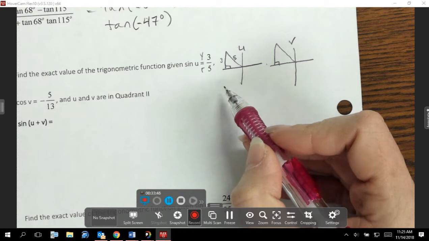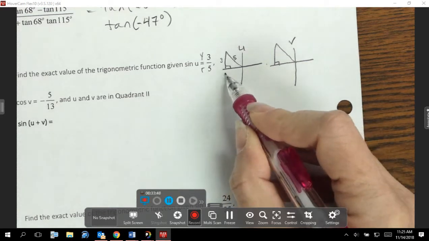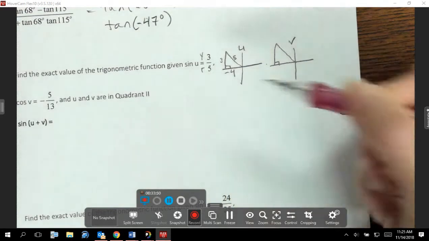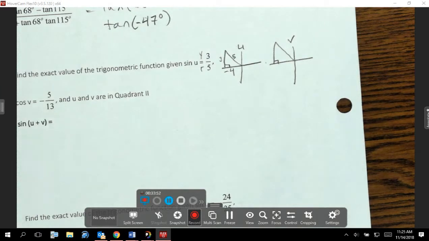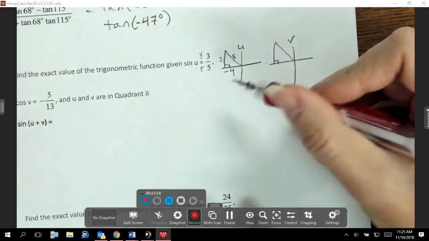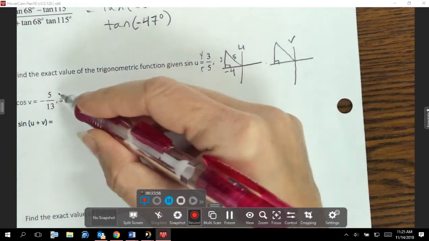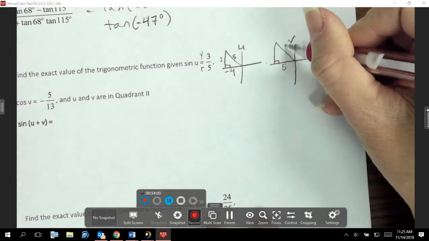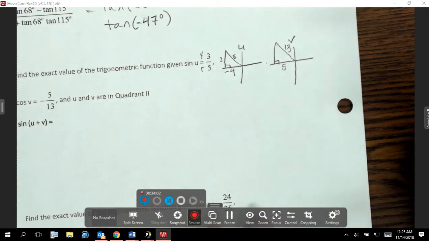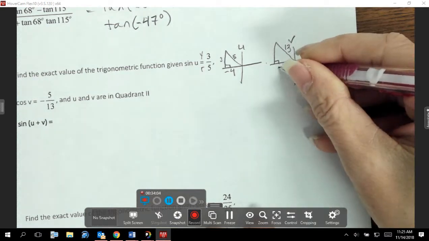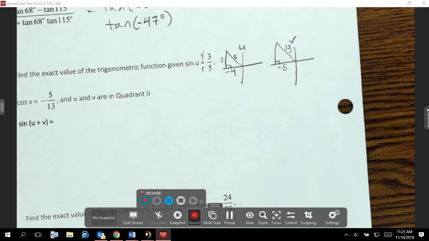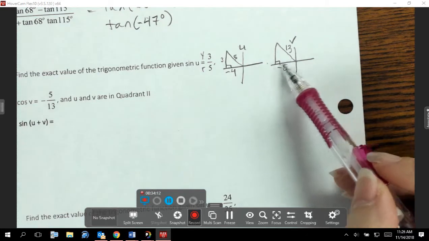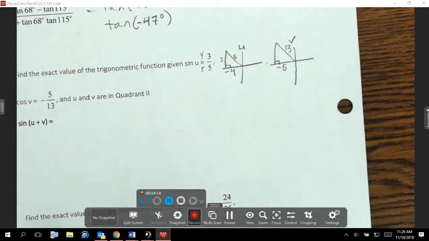Oh, you're so close. It's negative 4. Why? Because it's quadrant 2. Okay, so then for V, we have cosine, which is x over r. So we'll have our 5 and our 13, but which one is negative? Why is 13 not negative? Hypotenuse is never negative. The radius is never negative. It's the direction of where we're graphing. That's why that one's negative 5.